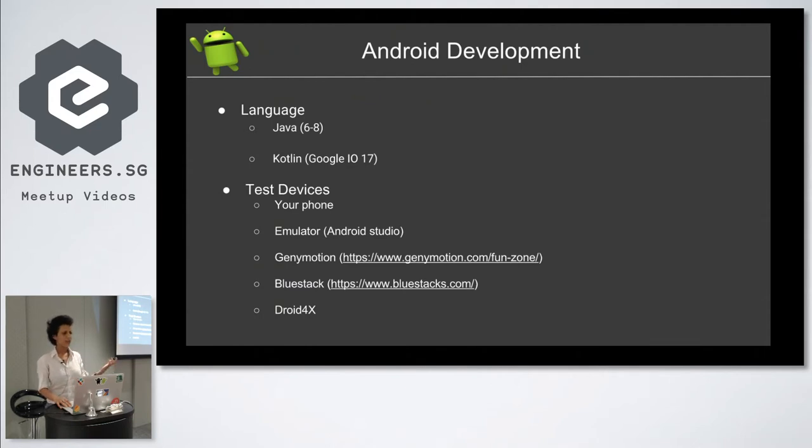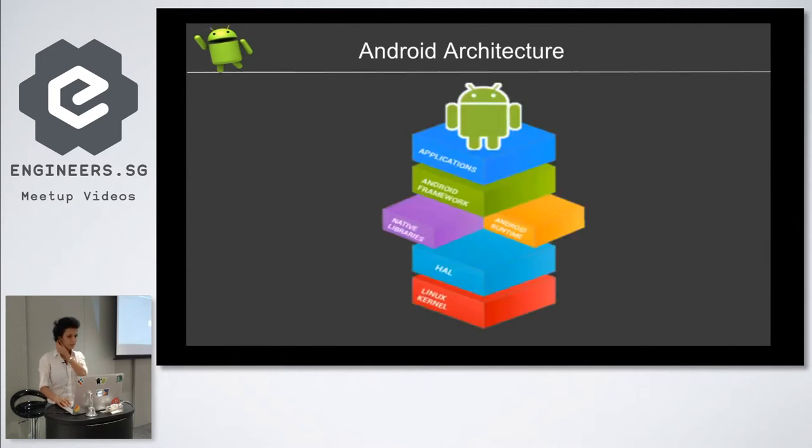And how do you test Android applications? You can use your phone, or you can use an emulator. Yeah, it sucks, like we just saw. There are also Genymotion and BlueStacks, and many more open-source Android devices available for computers as well.